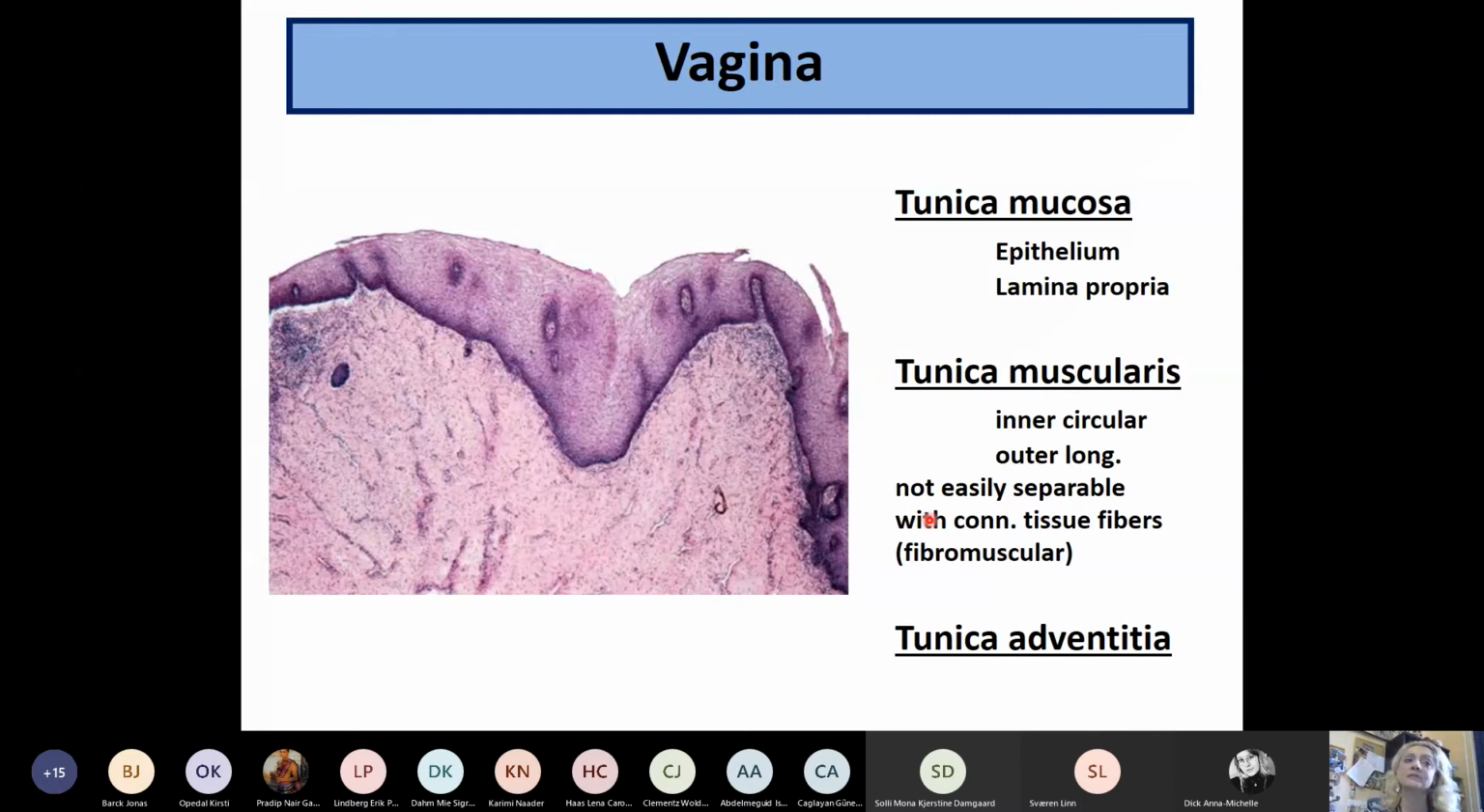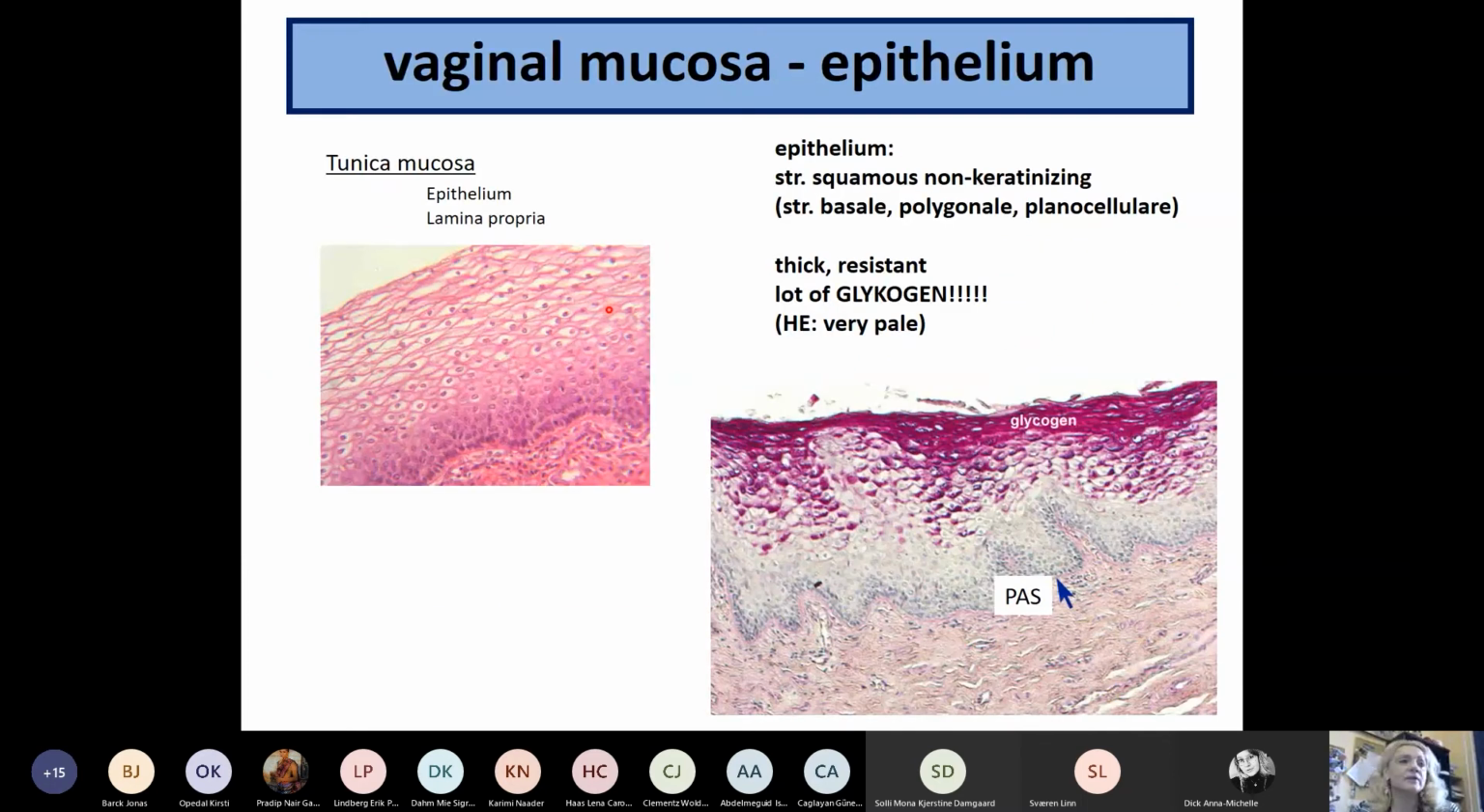So it's not like in the esophagus or in other parts of the intestinal system, where you can really see the inner circular and outer longitudinal layer separated from each other. This is not the case here. It's an intermingling, so-called fibromuscular layer. And then, of course, we have to talk more about the mucous membrane, the mucous layer, which has the epithelium and the underlying lamina propria.